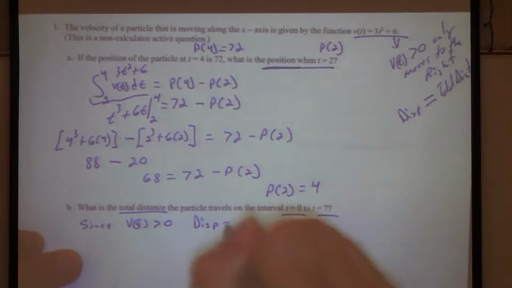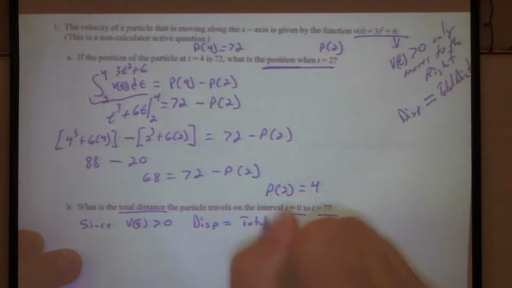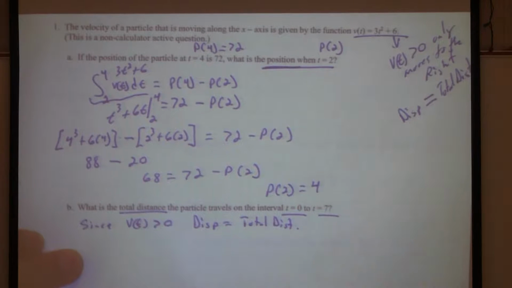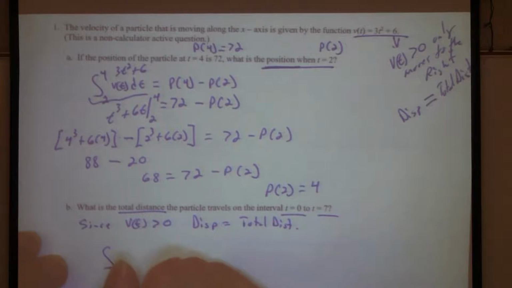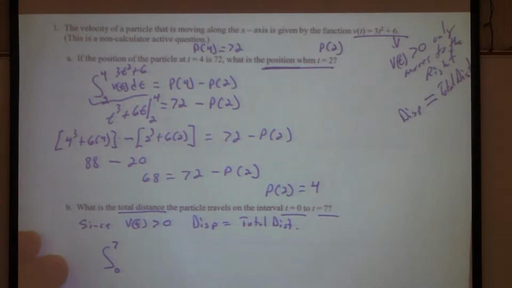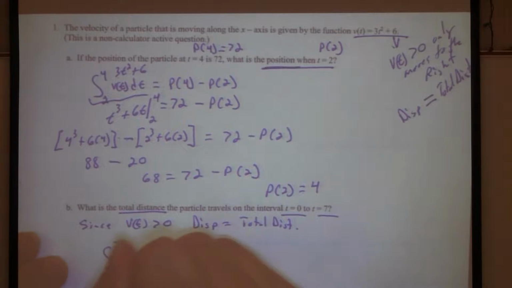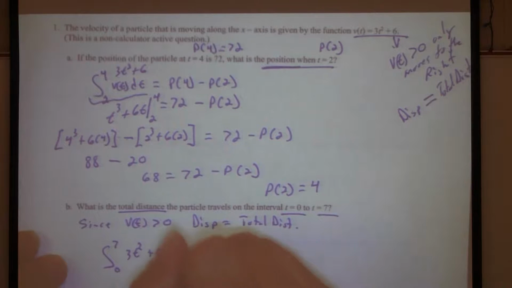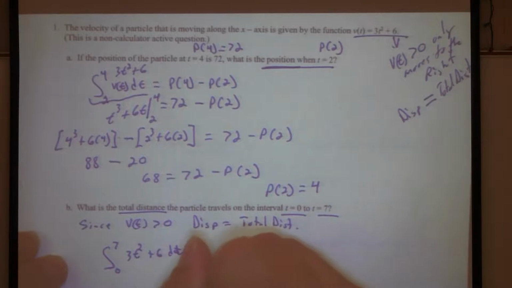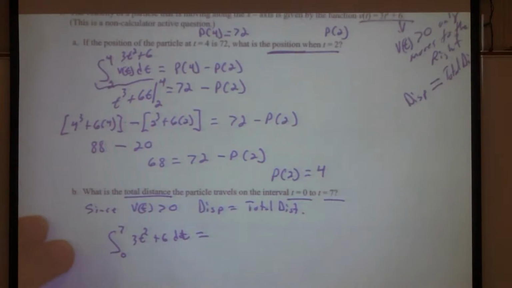We could say displacement is equal to total distance, right? We can set up our integral from 0 to 7 of 3t squared plus 6 dt. Let's figure out what that equals. Here we don't want to do the P of b minus P of a thing because we're not trying to find a position. We're trying to find the total distance.